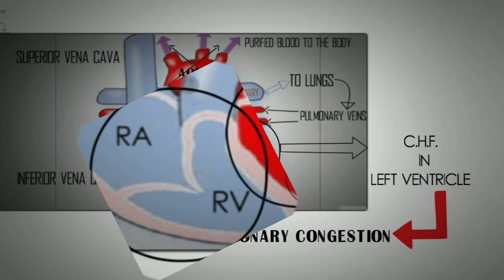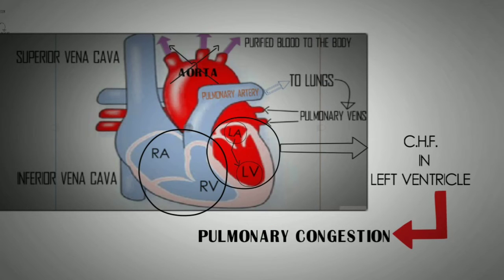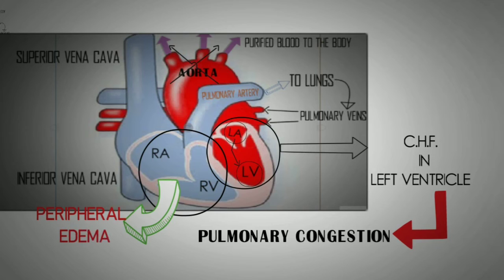Similarly, on the right side of the heart, when the blood cannot be pumped from the right ventricle into the lungs, a part of it is retained in the right ventricle. Because of this accumulation, the right ventricle is unable to accept blood from the right auricle, which in turn comes from the inferior and superior vena cava. Hence, right-sided C.H.F. always leads to peripheral edema. Remember, right-sided C.H.F. always leads to peripheral edema, and left-sided C.H.F. always leads to pulmonary edema or pulmonary congestion.